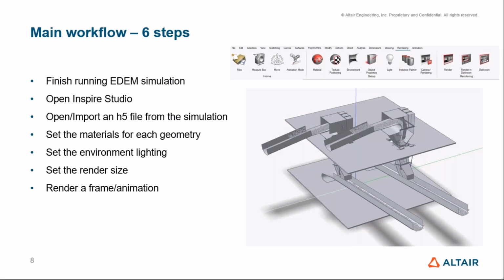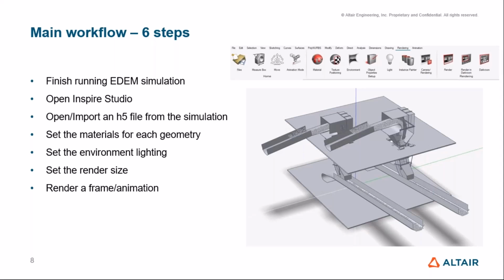So open Inspire Studio. Then we need to open or import our H5 files from the actual simulation, as we'll see in the demo. We have to set up the materials for each geometry. So what I mean by this is set up the visual representation for them. There's a material library, and you can also create your own materials in order to display them and render them in a way that is as accurate as possible when it comes to being or looking as real as possible.